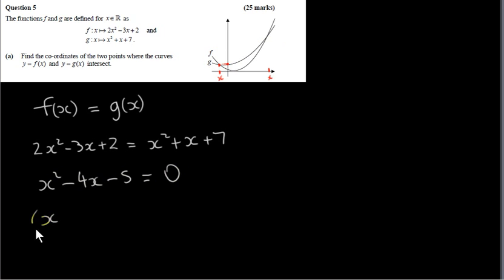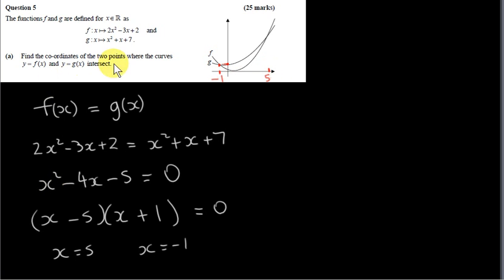Factorizing this, if it has factors, let's see what we get. We need minus 5 here and plus 1 here to get minus 4 in the middle. Equating each of these to 0, we get x equals 5 or x equals minus 1. So this value here appears to be minus 1, and this one must be 5.